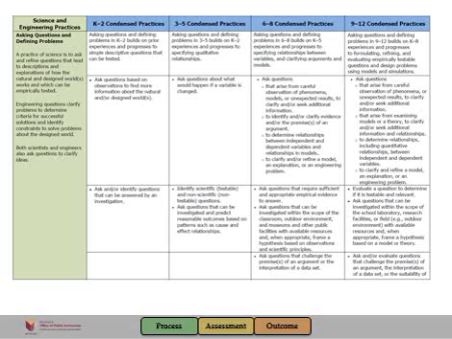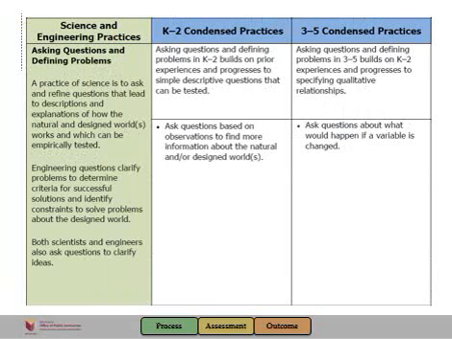If you saw an item like this, you would want to go to the page in the reference document that has the grade level description statements for this practice. So let's zoom in right now on the elementary statements for this practice. We're just going to look at the top 2. In K2, it says that students will ask questions based on observations to find more information about the natural and/or designed worlds. And in 3 through 5, it says that students would ask questions about what would happen if a variable is changed.